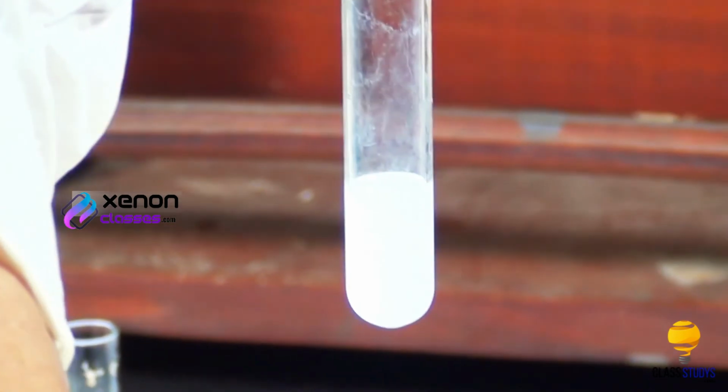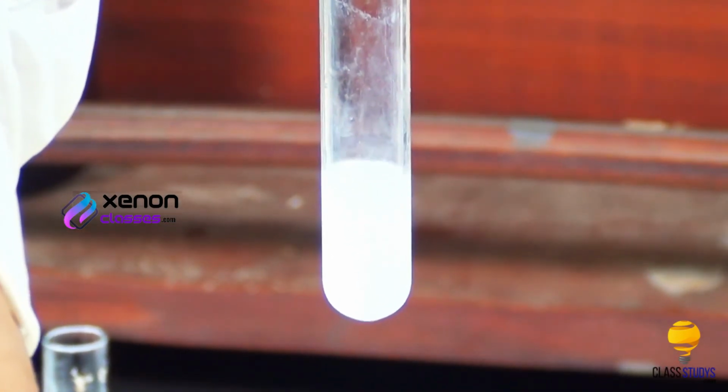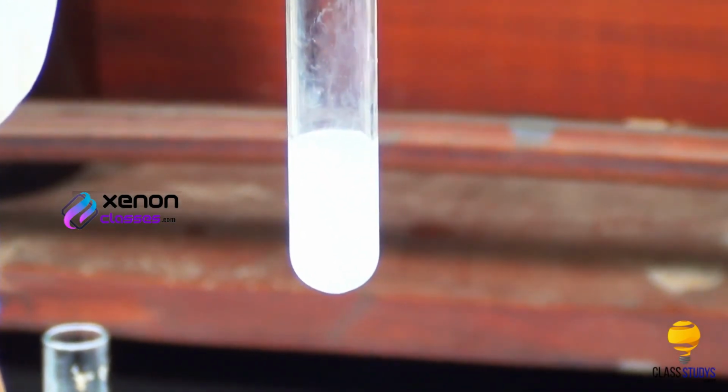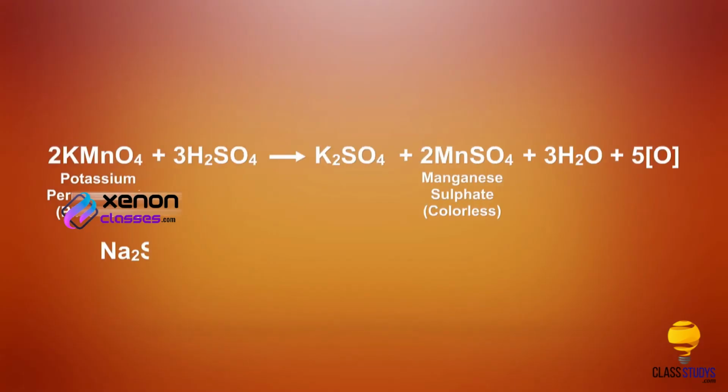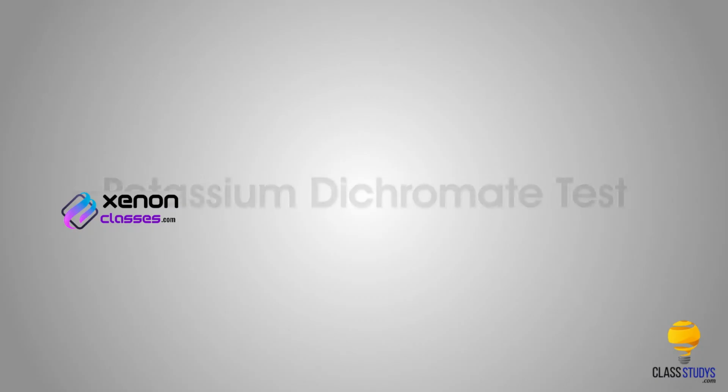The pink color of potassium permanganate is discharged because in presence of dilute sulfuric acid, sulphite reduces potassium permanganate to colorless manganese salt and sulphite undergoes oxidation to form sulphate. Potassium dichromate test.